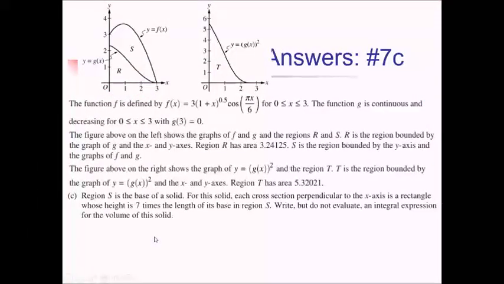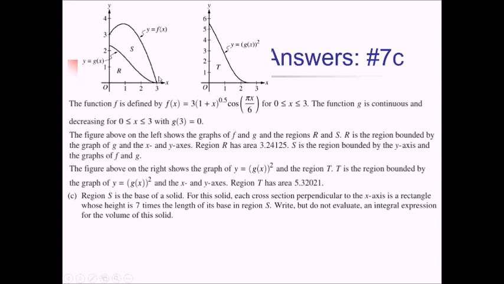For this last piece of the free response, they're telling us region S is the base of a solid. So this right here is the base of some solid. For this solid, each cross-section perpendicular to the x-axis is a rectangle with a height 7 times the length of the base in region S. Write but don't evaluate an integral expression for the volume of this solid. Well, we need limits of integration. Those are just going to be 0 to 3, the same as the S area limits of integration.